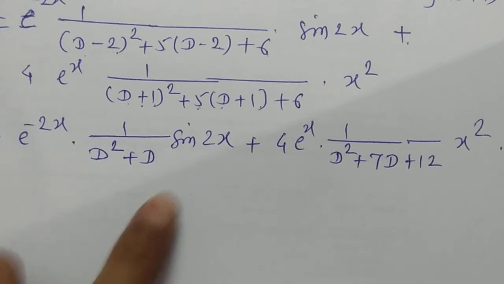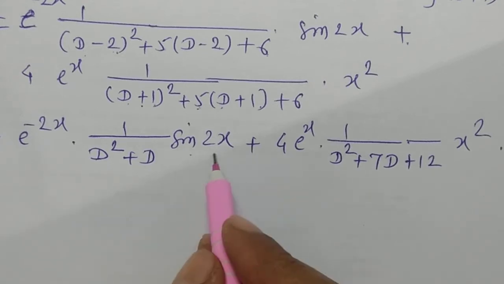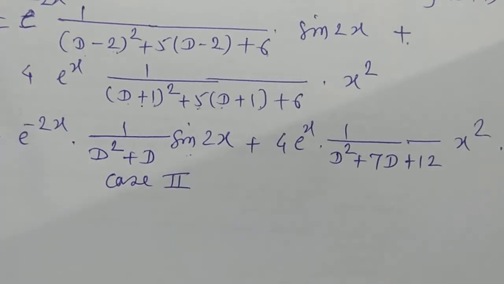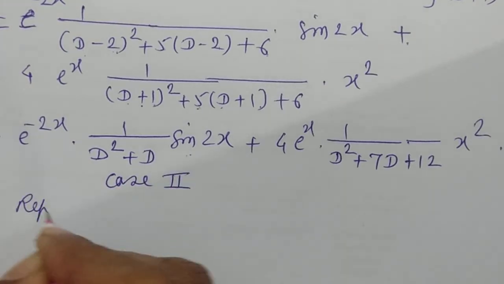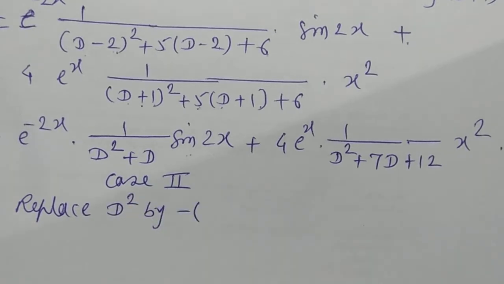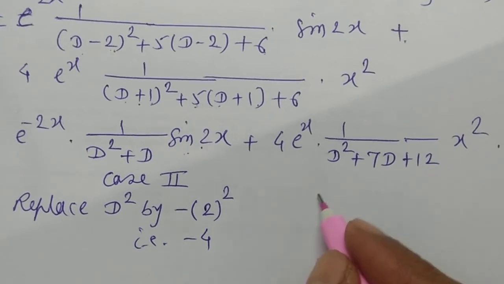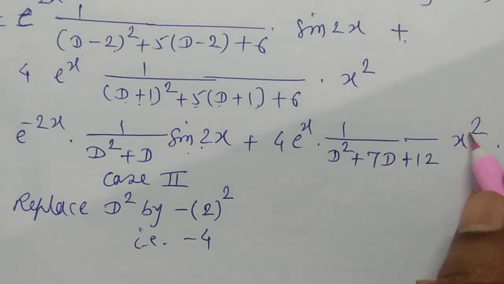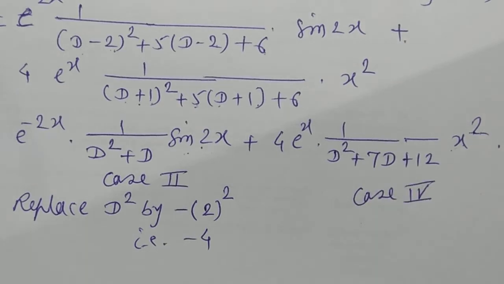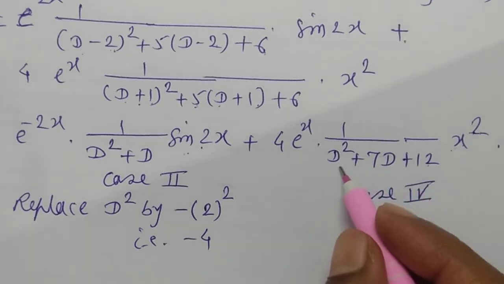Now the remaining function. In the first term we have sine 2x. Whenever we have sine or cos, that is an example of case 2, isn't it? What is the method? The method of case 2 is replace D square by minus a square. Here a is 2, the coefficient of x. That means we have to replace each D square by minus 4. Okay. And in the second term, here we have x square, that means x raised to m form. That is an example of case 4. In that we have to take the lowest degree term common.